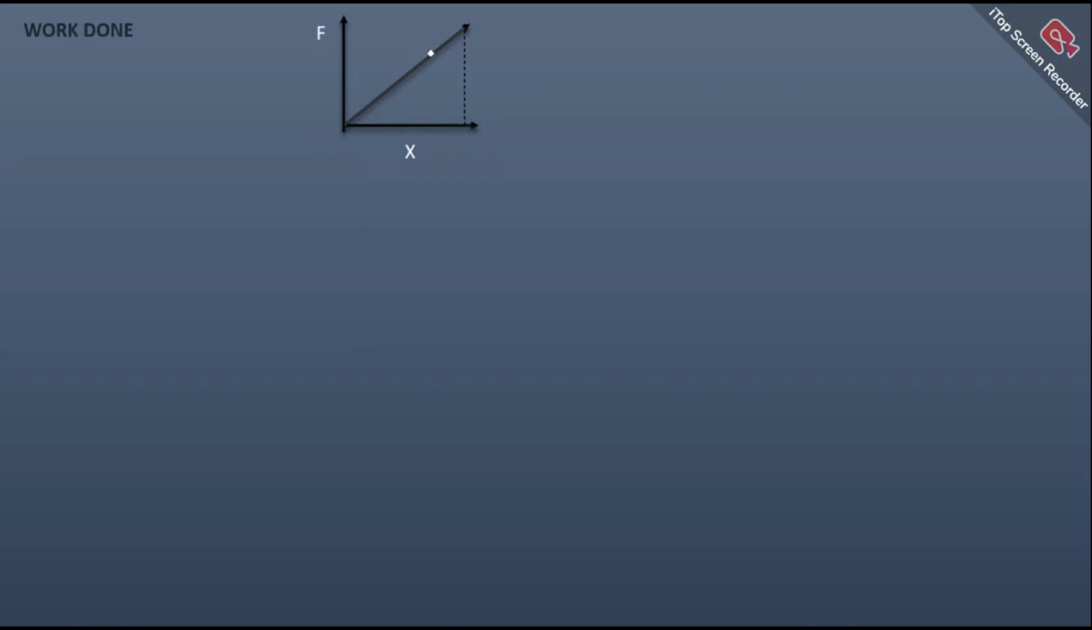It is known that the work done is equal to the area of this triangle. Now if I ever ask you to give me the formula for the area of a triangle, can you fail? You still remember it's half BH. Okay, so the B is going to be the X and the height is going to be F. Okay, so the formula is going to be half FX.